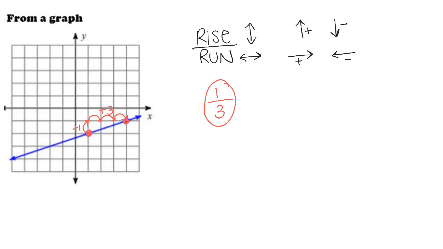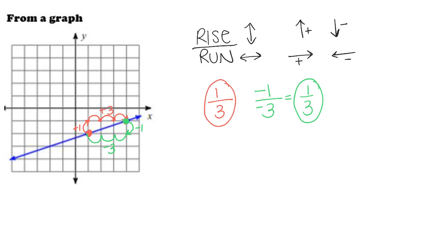If you're thinking, well, gosh, what if I wanted to go another way? I could start at that top point and go down 1, which would be a negative 1, and to the left 3, which would be a negative 3. So my rise is negative 1, and my run is negative 3. A negative divided by a negative is a positive, so that ends up giving us the exact same answer.